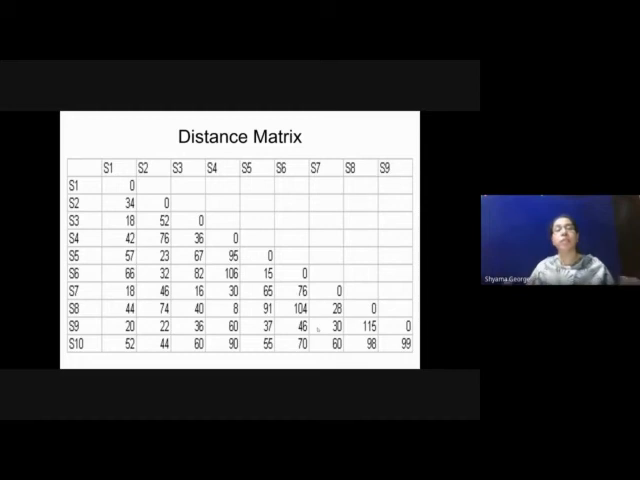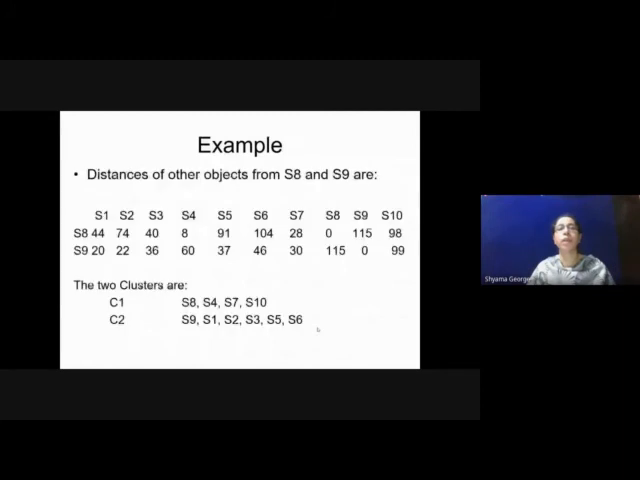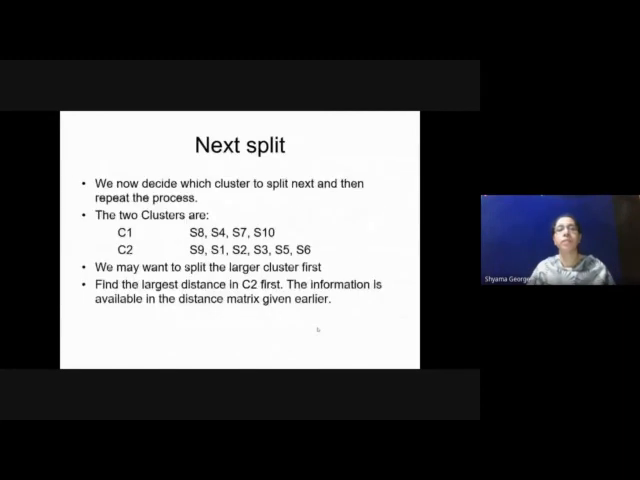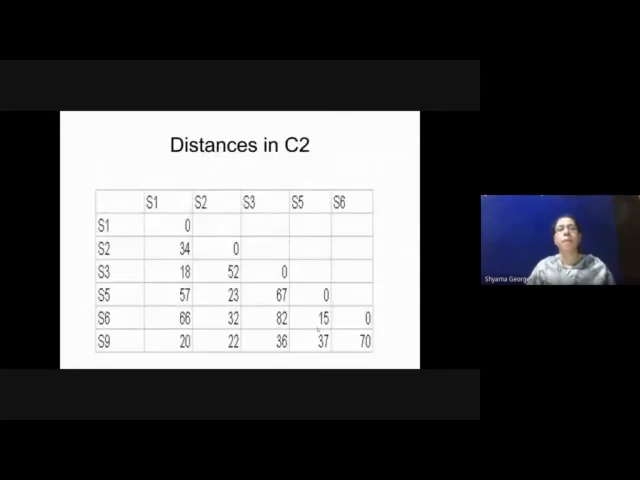Then we continue like that until we reach a single object which is a cluster. So you can form a dendrogram in divisive clustering also, as we have done in agglomerative clustering.